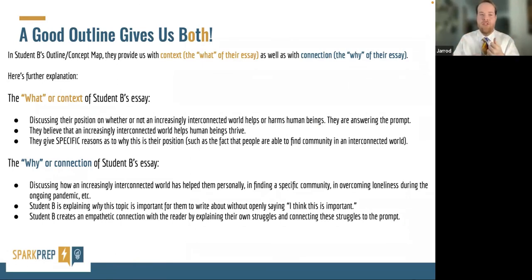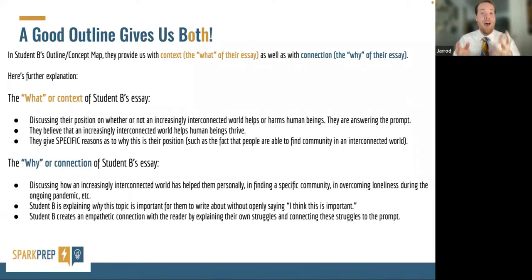So here's some more explanation. The what, or context, of student B's essay is discussing their position on whether or not an increasingly interconnected world helps or harms human beings. They're answering the prompt. They believe that an increasingly interconnected world helps human beings thrive. Again, they're answering the prompt. And then they give specific reasons as to why this is their position, such as the fact that people are able to find communities, basket weavers or otherwise, in an interconnected world. So again, they're doing exactly what the prompt is asking them.